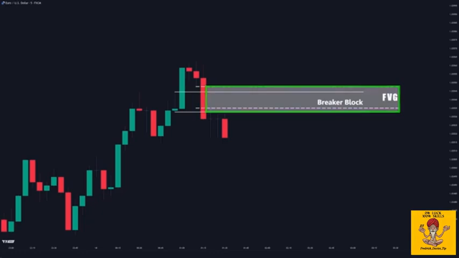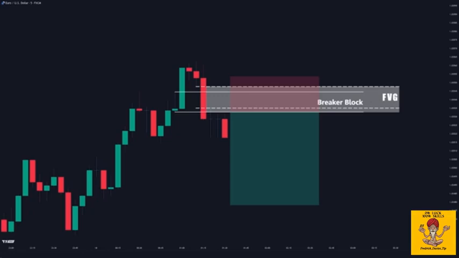Now, for the entry, you can set your sell limit order at the start of this high confluence zone. Place your stop loss above the zone to protect against market fluctuations. For profit targets, aim for a solid risk-to-reward ratio, such as 1:2 or 1:3, depending on key market structure levels ahead of the price.